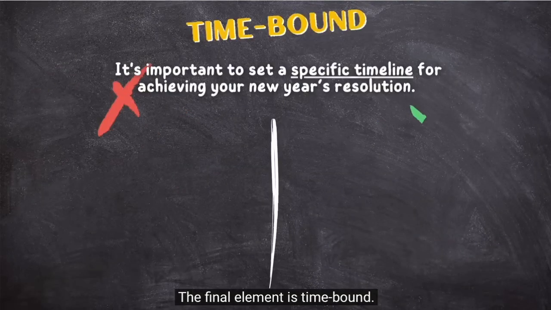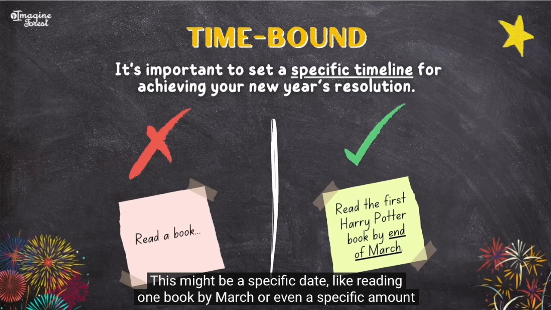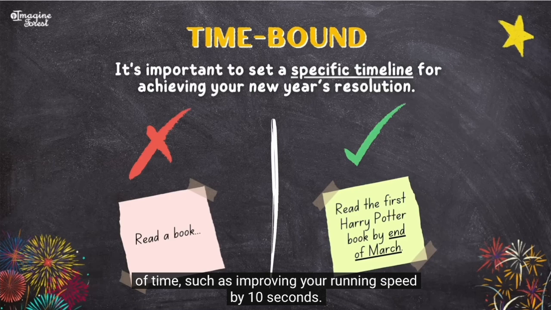The final element is time-bound. It's important to set a specific timeline for achieving your New Year's resolutions. This might be a specific date, like reading 1 book by March, or even a specific amount of time, such as improving your running speed by 10 seconds.